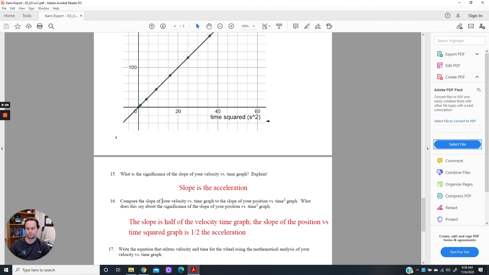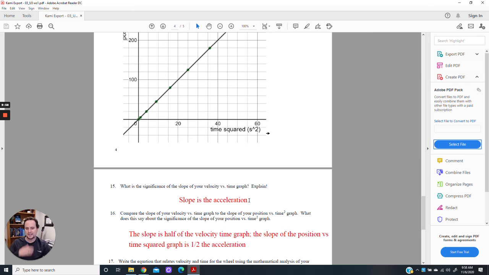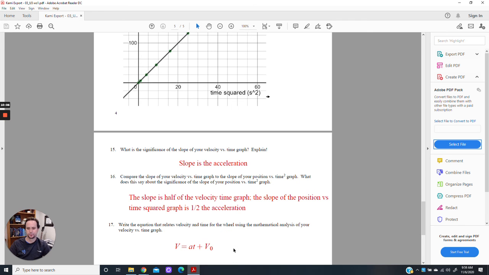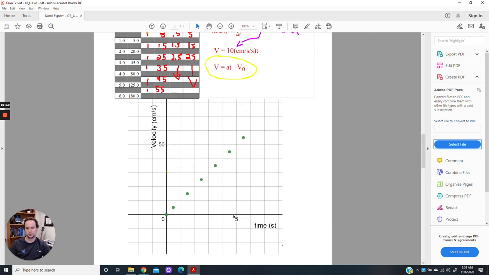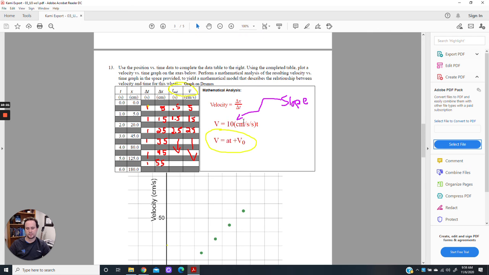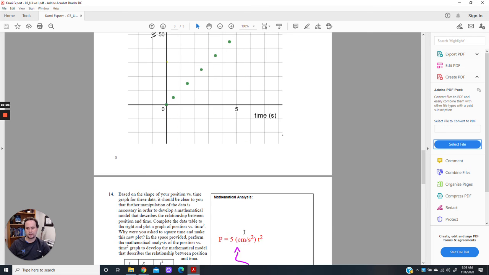Compare the slopes. Well, the slope of the velocity time graph was 10, and the slope of the position time graph was 5. They are exactly half of one another, or one's half of the other, excuse me. But that means it's half the acceleration. Since I know the slope of the velocity time graph is acceleration, the position time graph's slope is half of that number. That must mean it's half the acceleration. Does that make sense? Hopefully it does. Here, we've got the acceleration there, and this one ends up being half of that. So it's half the acceleration.